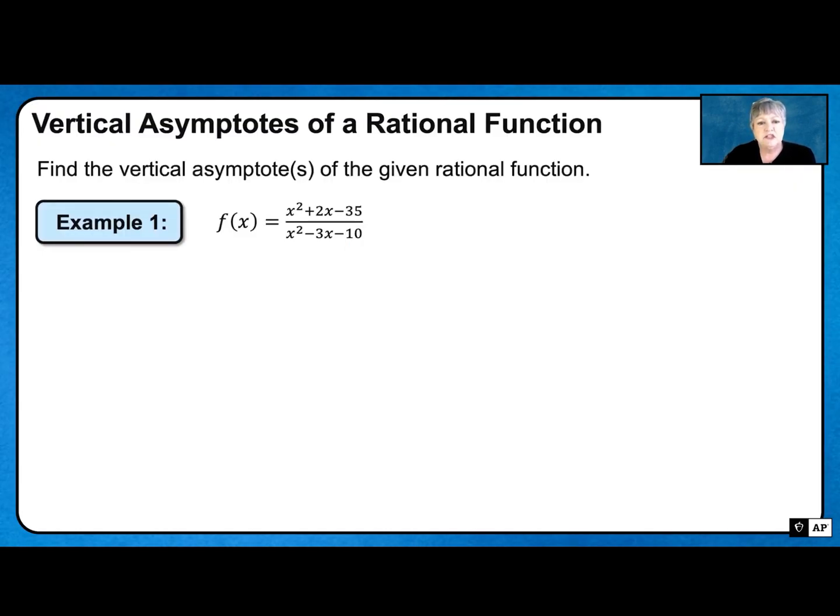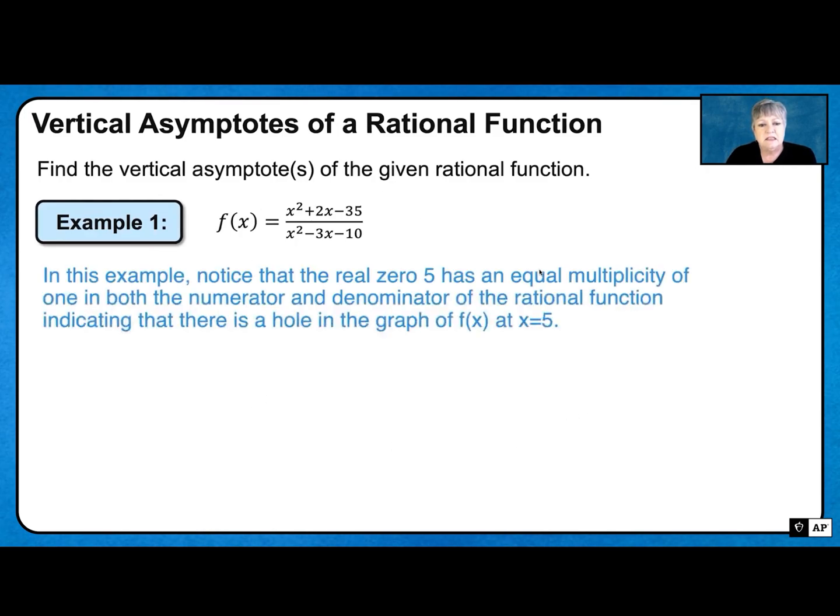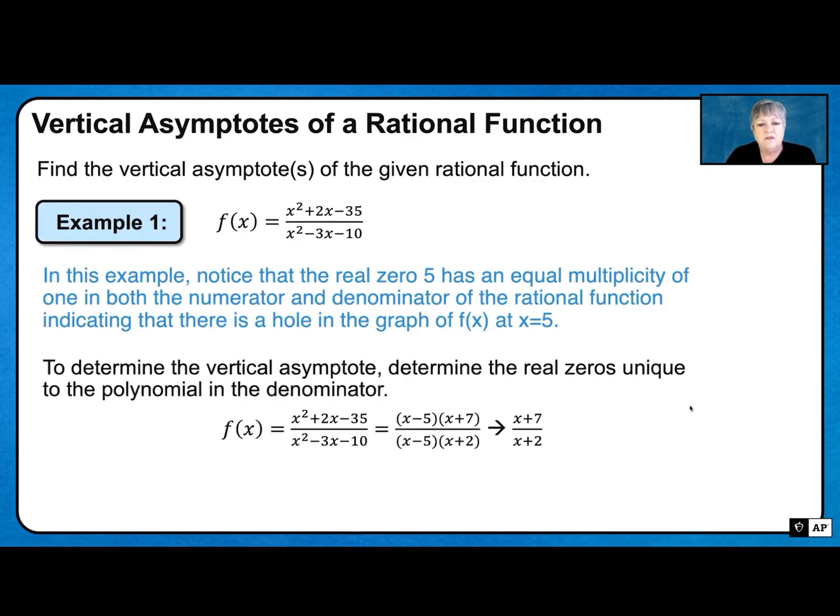For vertical asymptotes of a rational function, we first want to take a look at this and notice that once we factor this, we'll have a hole at x equals 5. It has an equal multiplicity of 1 in both the numerator and the denominator, and so that indicates we have a hole there. So that was not going to give us a vertical asymptote. Notice I said multiplicity of 1 in both the numerator and denominator. If that's not the case, we might have a different situation, which we'll see in a later example. So we do end up having a reduced form of x plus 7 over x plus 2. That tells us that we're going to have real zeros in the numerator and denominator of 5 and -7.